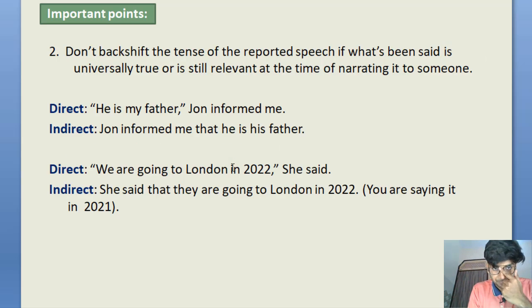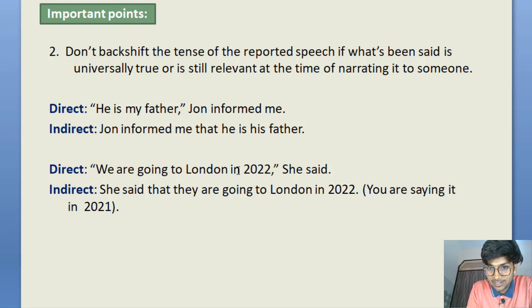Okay. Point number 2, we do not back shift the tense of the reported speech if what's being said, if the message, is universally true, is always true, or still relevant at the time of narrating it to somebody. If that is still relevant, if that is still true, you do not back shift the tense. He is my father, John informed me. John informed me that he was his father, is his father. He is still going to be his father. If you think his father might stop being his father, you can change the verb if you want to. You know what I mean.